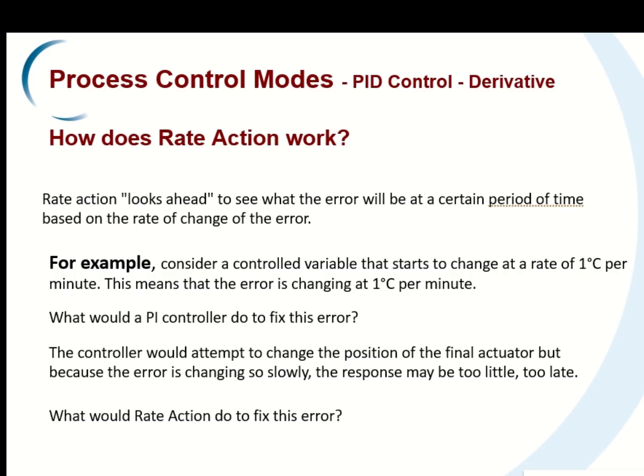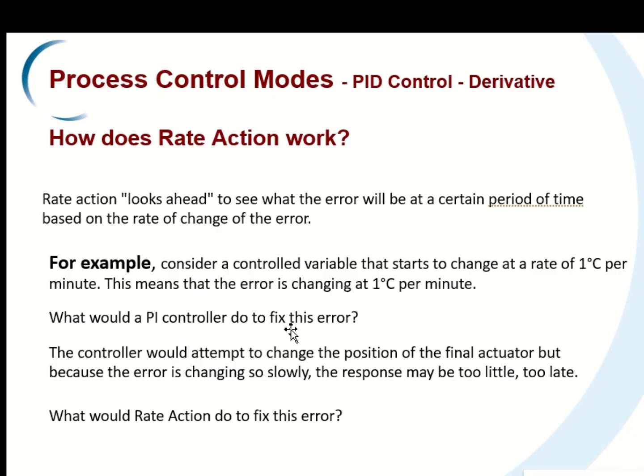Now, how does the rate action work? Rate action looks ahead to see what the error will be at a certain period of time based on the rate of change of the error. So the rate of change of the error is critical. For example, consider a control variable that starts to change at the rate of 1 degree C per minute. This means that the error is changing at 1 degree C per minute.